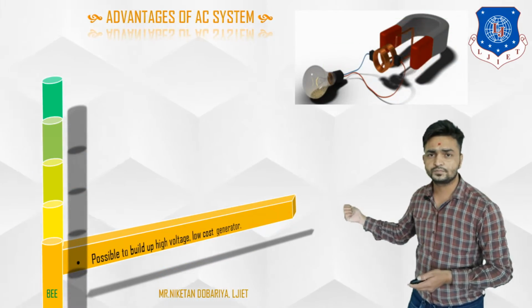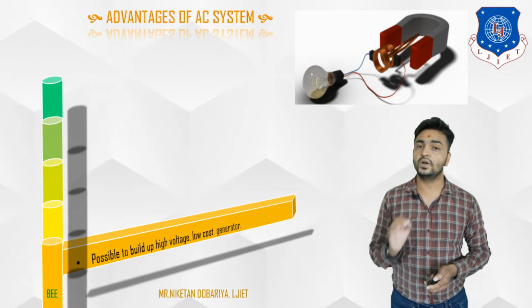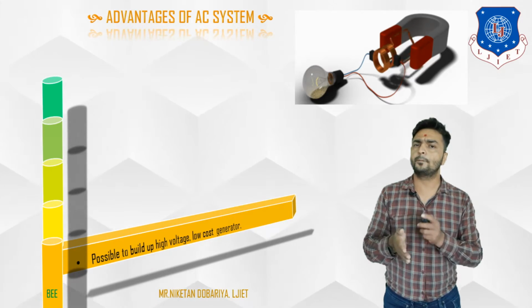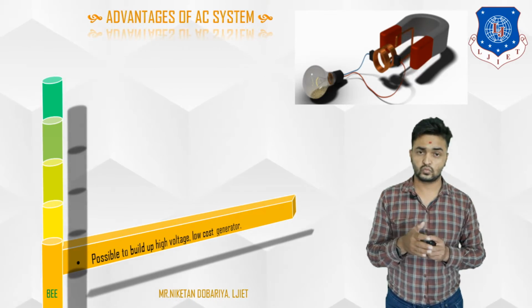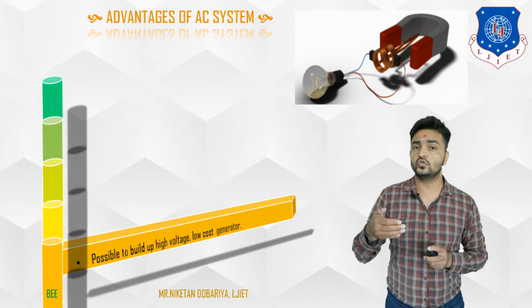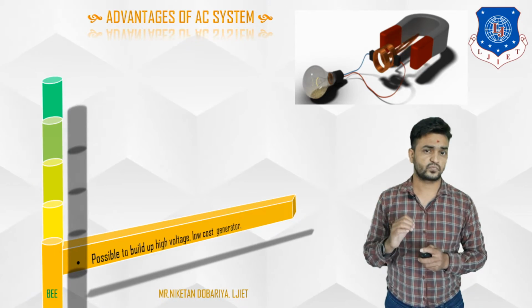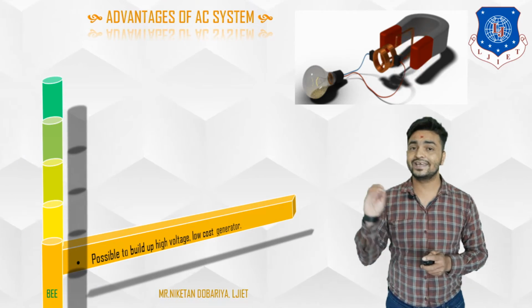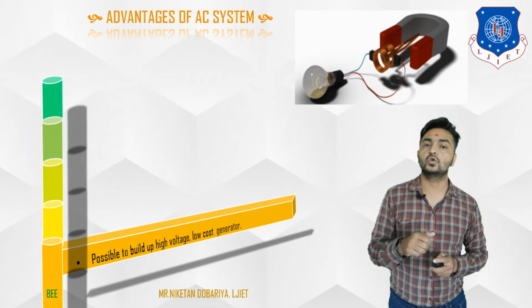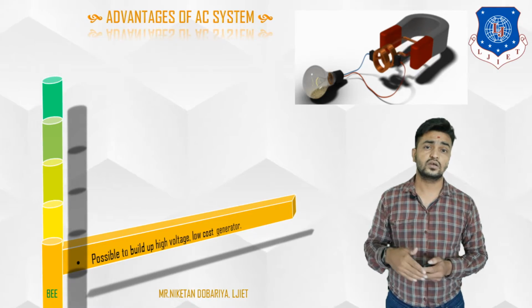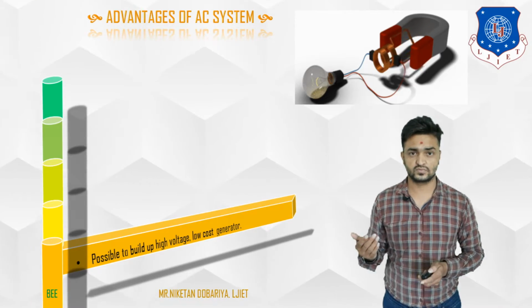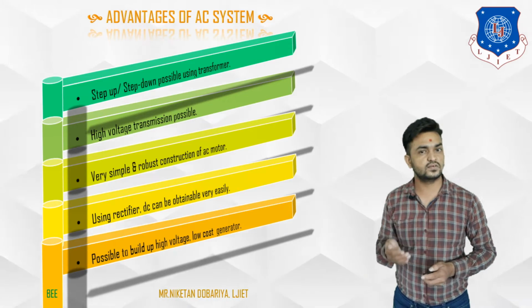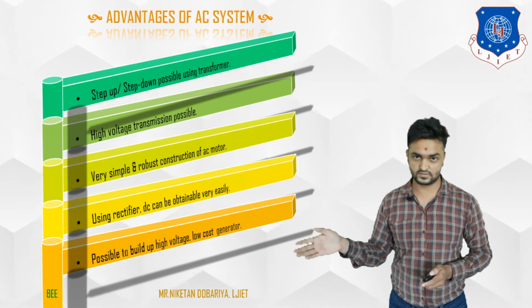And next one is, it is possible to build high voltage, low cost AC generators. If we compare DC and AC generators, if we need to produce high voltage, then it is very easy to design as well as construct an AC generator at a low cost compared to a DC generator. So this is again one of the advantages of our AC system. So basically these are the various reasons why we are using the AC system over the DC system.